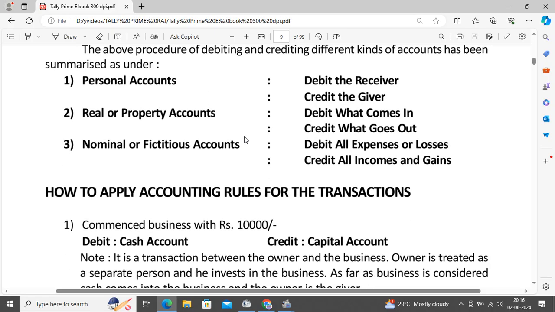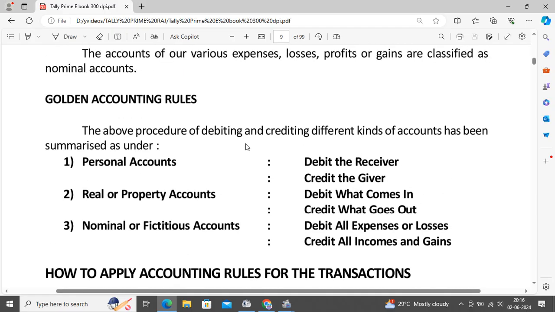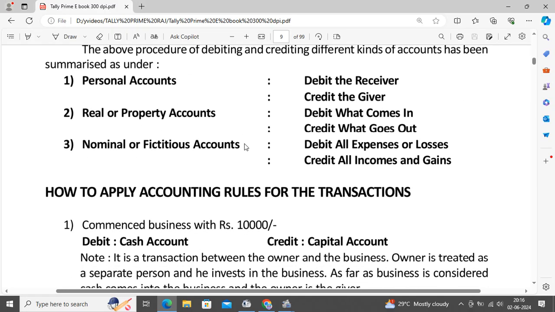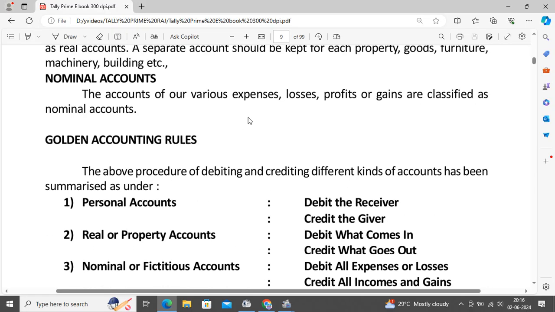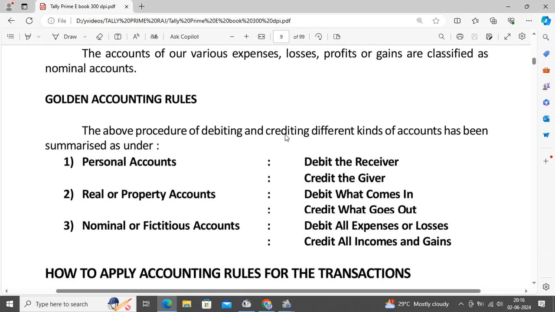We have studied all the theory part. We already studied how to create a company. Next we will start how to create a ledger, and then we will continue with the practicals.